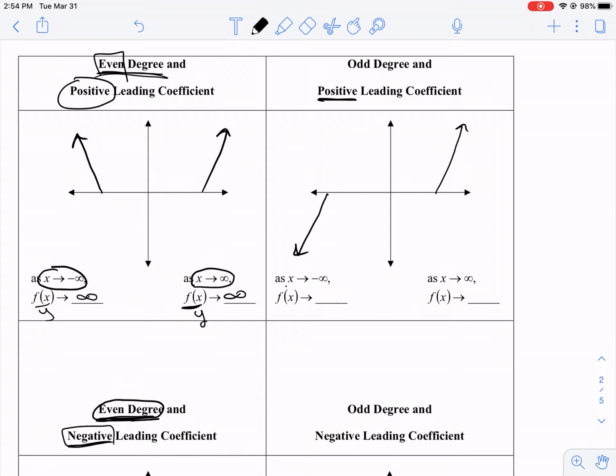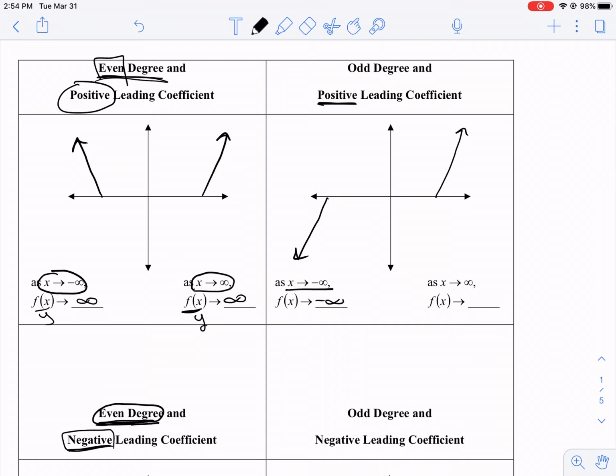As x approaches negative infinity, as x goes to the left, your y value is approaching negative infinity because it's going down. As x approaches positive infinity, that means it's going toward the right, then your y value is going to positive infinity because it's going up. Okay, so for odd, up and to the right, both positive, down to the left, both negative, and two negatives make a positive.